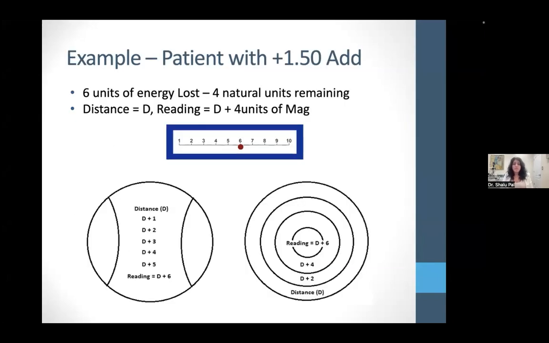So let me give you another example. Let's say you have a patient who has a 150 at. They've now lost 6 natural units. They've got 4 remaining. I need to give them 6 units of magnification to get them up to full potential. Now, if I draw out what a progressive pair of glasses looks like, distance, reading at the bottom is distance plus 6 units of magnification. And I can draw this out in terms of the increasing add power as they go down. We can do the same with a multifocal. This is an example of a center near design, distance on the edge and reading come to the center.